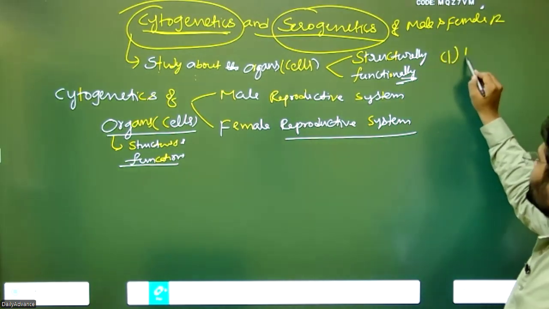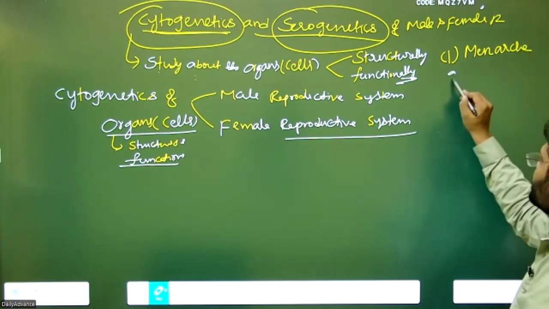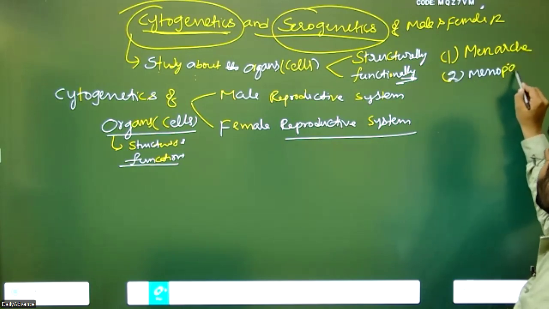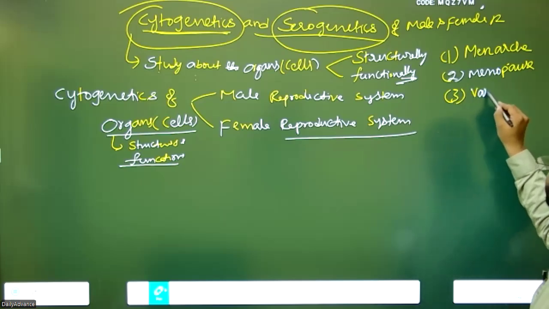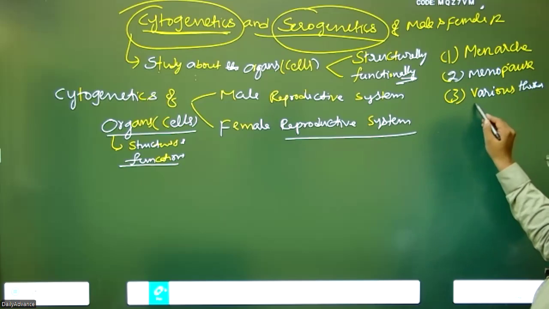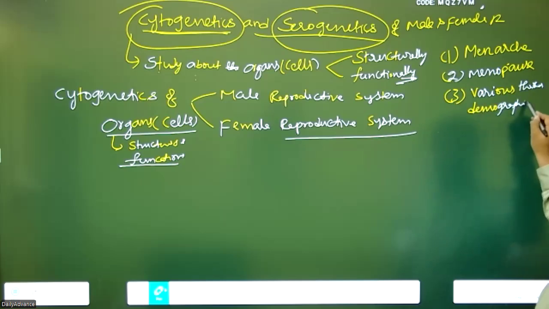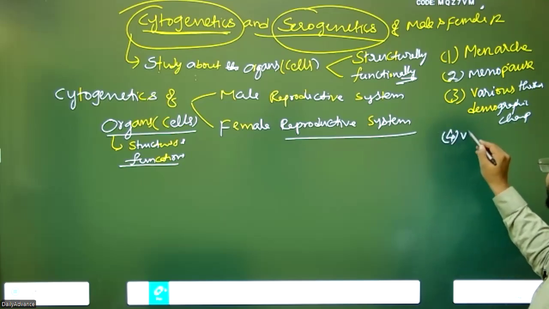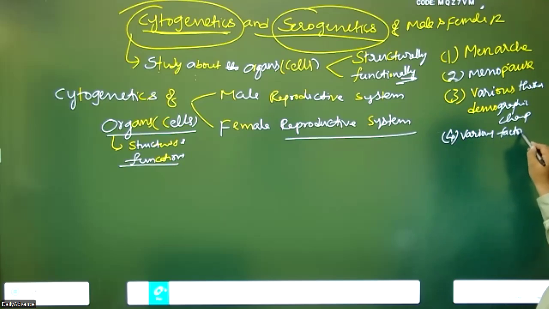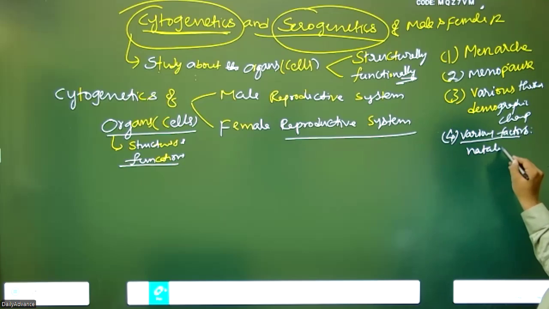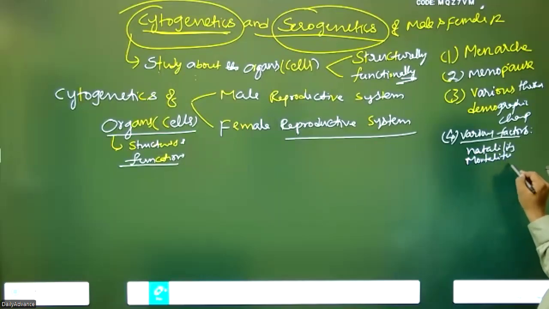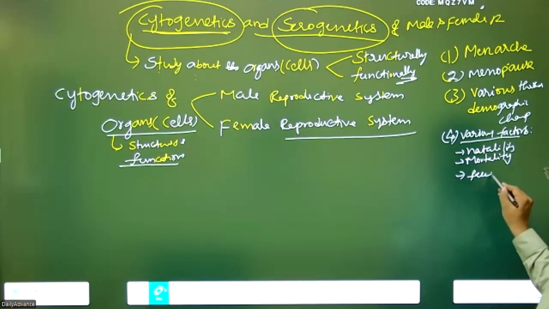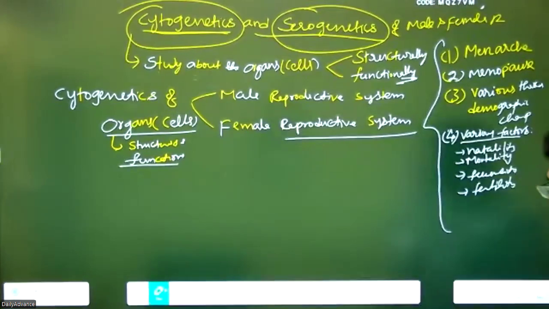And other subtopics are menarche and menopause, various theories of demographic changes, and various factors influencing natality, mortality, fecundity, fertility. These are the various subtopics from which the exam questions come.